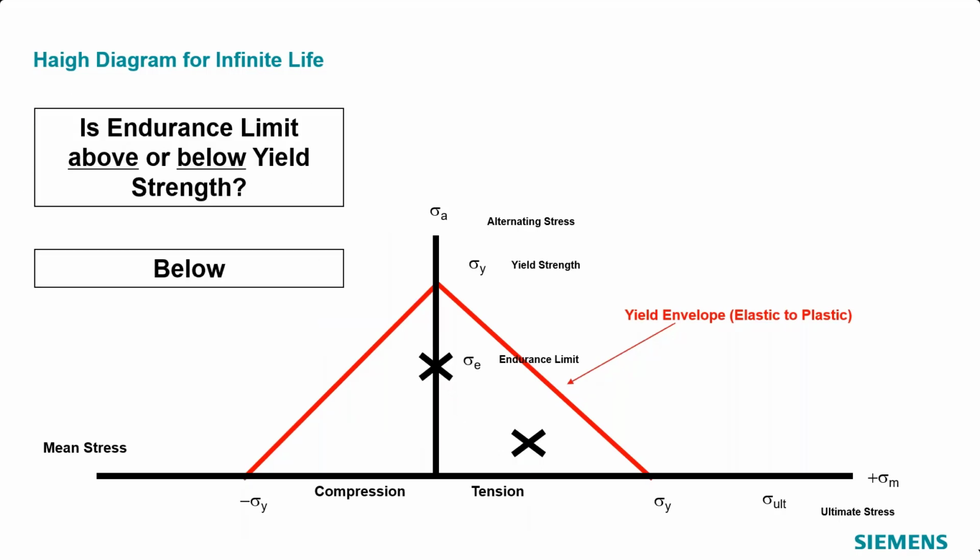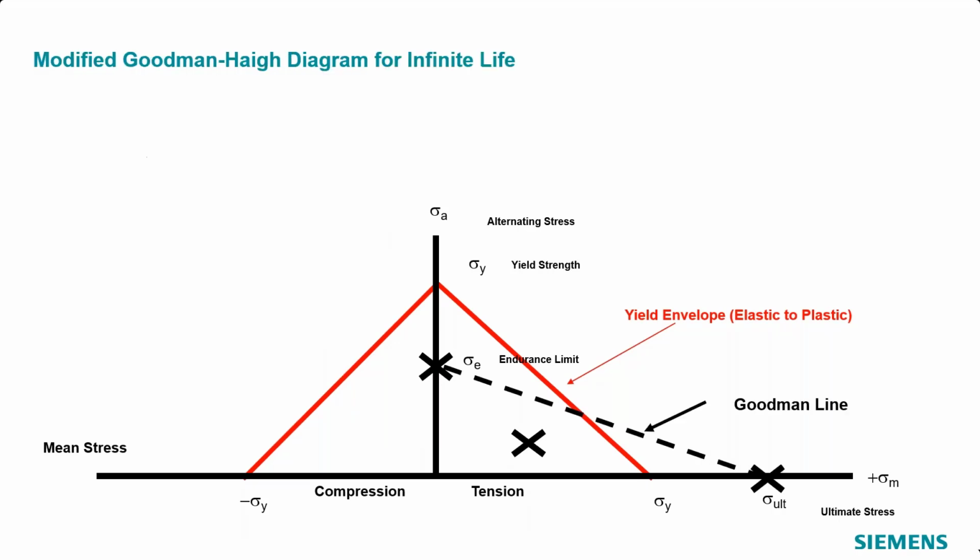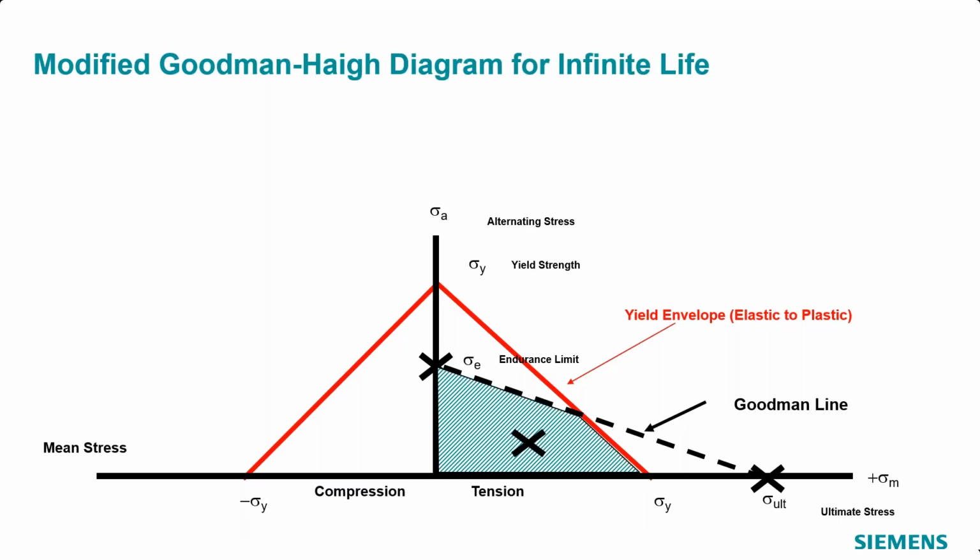So then we're going to plot the endurance limit on the y-axis, and we're going to draw a line to the ultimate. This is called the Goodman line. Now we have an area on the tension side that is good to go. So the idea here is that if our plot of our mean and our amplitude lie in this area, we should be good to go.